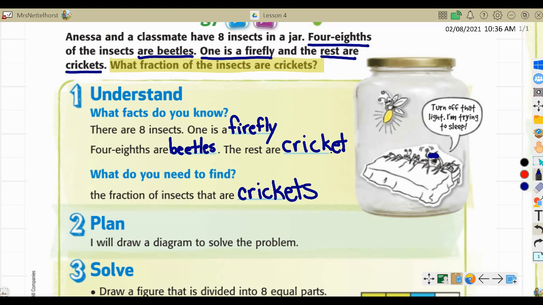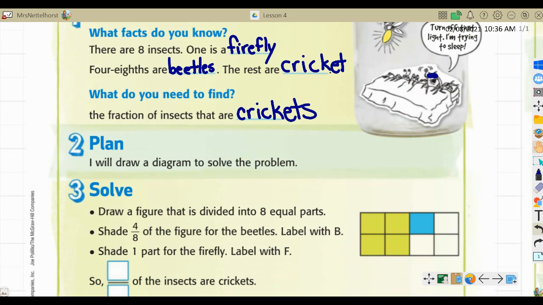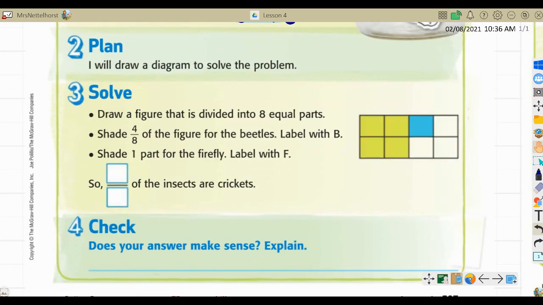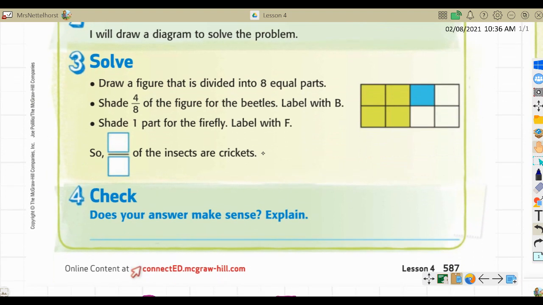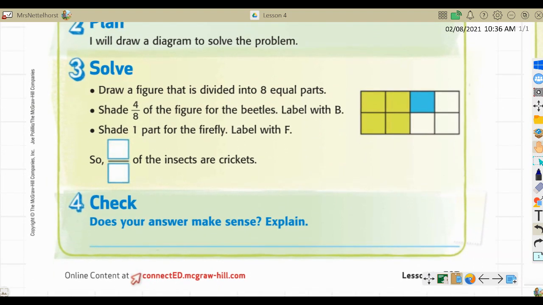Okay, so a plan. I will draw a diagram to solve the problem. So I'm going to draw a figure that is divided into 8 equal parts. I'm going to shade 4 out of 8 of the figure for the beetles and label it with B. So 4 out of 8. Here are my 8 boxes in my array that represent the insects. 4/8 of them are beetles.